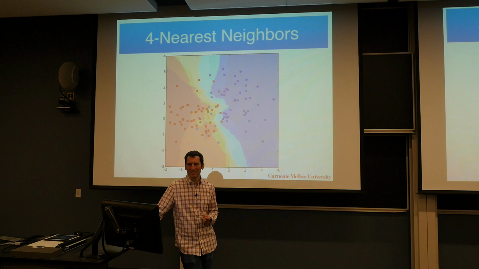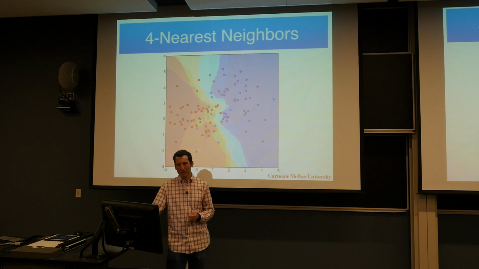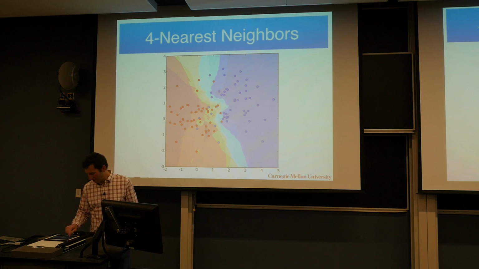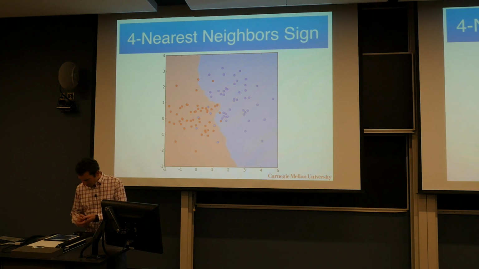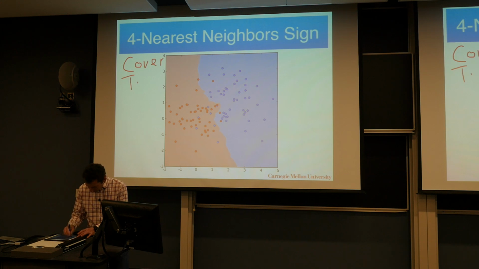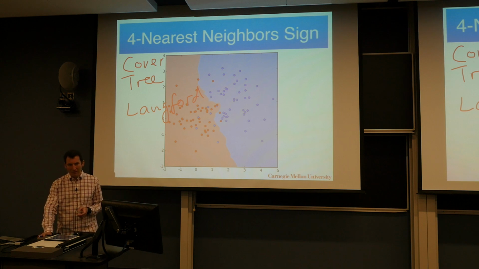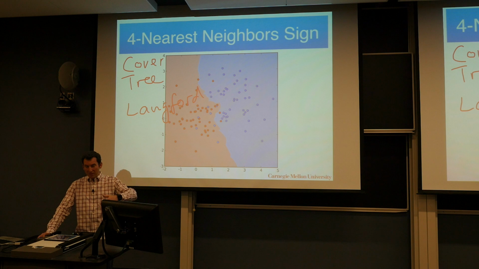Yes? Is there a way to structure the data so that you don't have to compare your new point with every other point? Absolutely. There are a lot of clever algorithms for fast lookup and retrieval data structures. One of the really nice ones is called cover trees. Let me just write it out. And this is by Langford et al. I think he did that when he was a PhD student here over a decade ago. And essentially, it's a tree-based lookup structure.